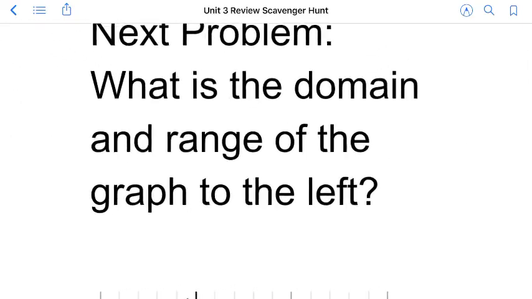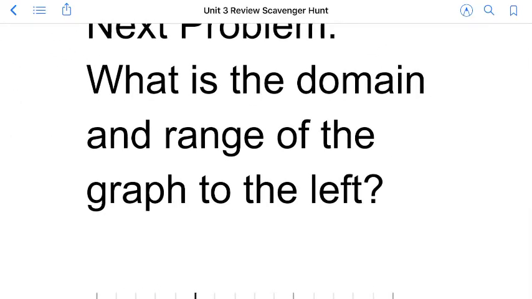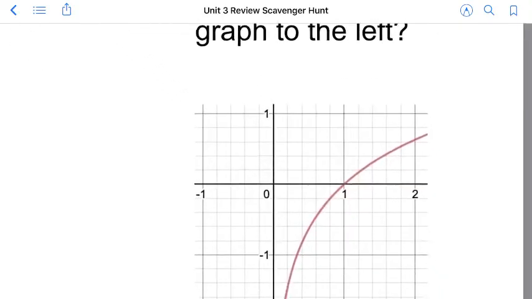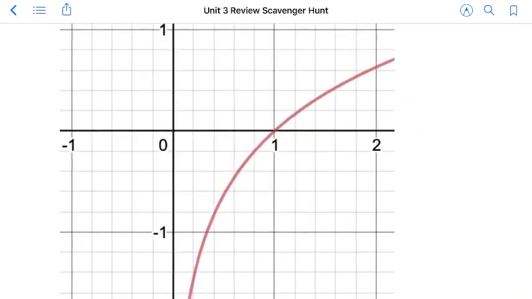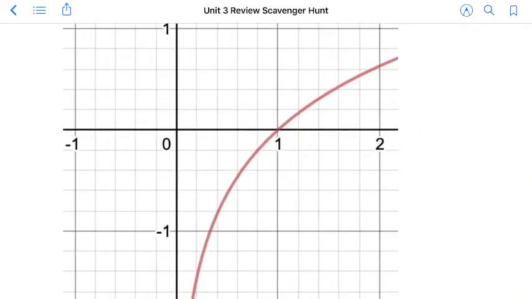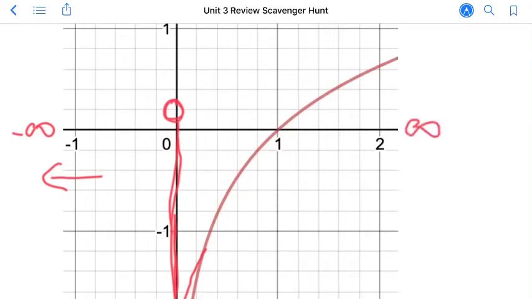So the next one, we are asked what is the domain and range of the graph to the left. In this one, it's just below it. Does our graph go to the left forever and ever? No, it does not. It keeps getting closer and closer to x is 0. So our smallest x value is 0. Now does the graph keep going to the right forever and ever? Yes, it does. This line keeps going forever and ever.